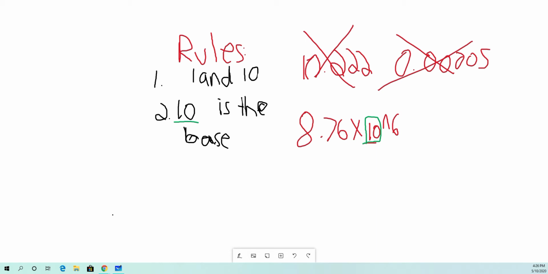Your second rule is, in scientific notation, 10 is always going to be the base. I know you learned exponents before I got here when you were with Mrs. Smith. And you know the base is the number that the exponent is raised to. Your base in scientific notation is always going to be 10. It's always going to be some decimal times 10 to some power. Those are the two rules to keep in mind.